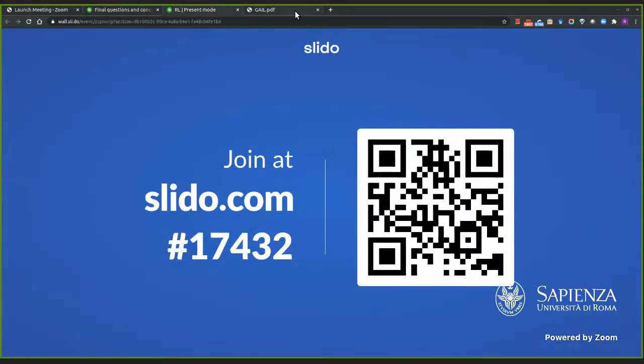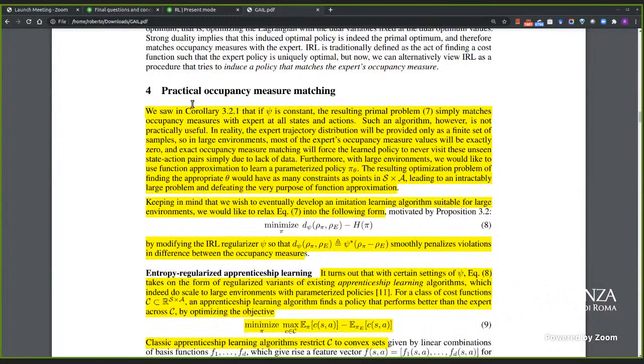Let's see if there are questions. No? Okay, so we saw that if psi is constant, then the resulting primal problem simply matches occupancy measures with the expert at all states and actions. So this is, on the one hand, good, but such an algorithm is not useful. Why? Because the expert trajectory distribution would be provided only as a finite set of samples. So in large environments, most of the expert's occupancy measure values will be exactly 0.